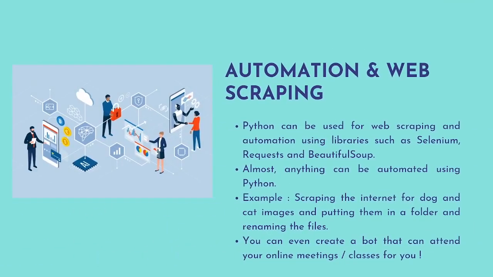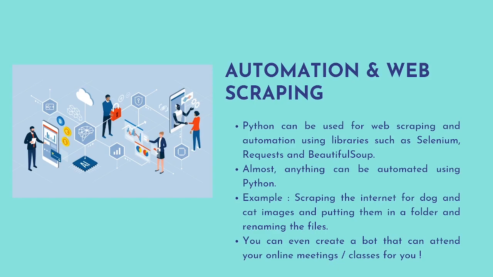Various libraries such as Selenium, Requests, and Beautiful Soup are used for web scraping and automation in Python. Almost anything can be automated using Python. You can create a bot that can attend your online meetings or classes for you. And another classic example is scraping the internet for dog and cat images and putting them in a folder and renaming the files. You can easily automate this otherwise tedious and mundane task using Python.